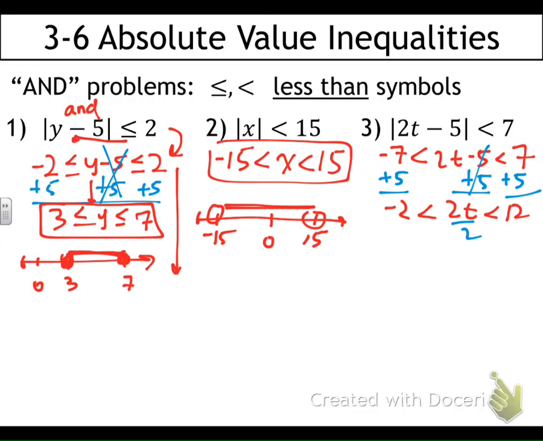So we divide, divide, divide, and our final answer will read negative 1 less than t less than 6. From here, graph on a number line: 0, negative 1, and 6. These are open circles. So open, open, shade in between because it's an AND. That's pretty much AND problems, which leads us to the next type, OR.